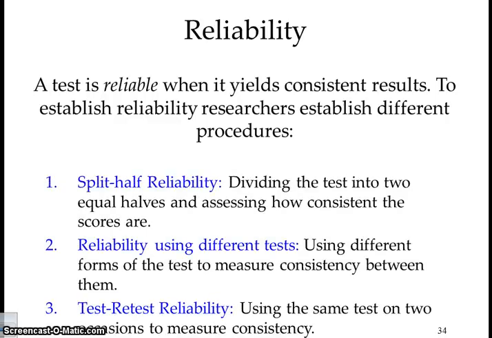So here's how we look at reliability. Split half reliability: you divide the test into 2 equal halves and assess how consistent the scores are. You can also do reliability using different tests. So I have test A and test B and see how consistent the test scores are. Test, retest reliability: using the same test on 2 occasions to measure the actual consistency of it.